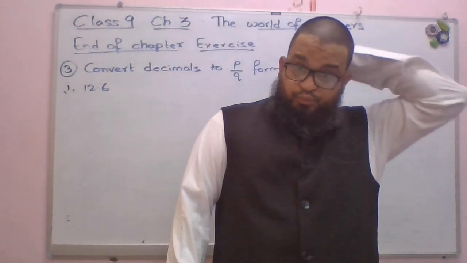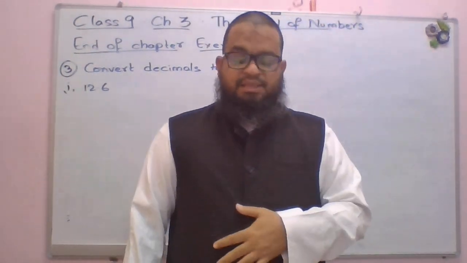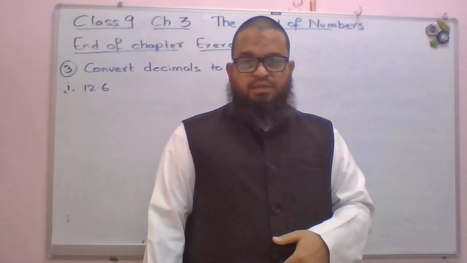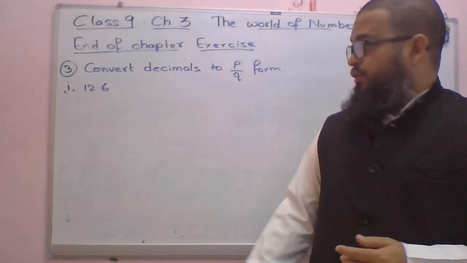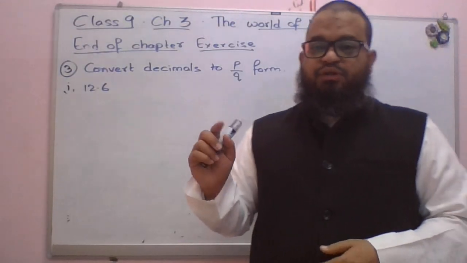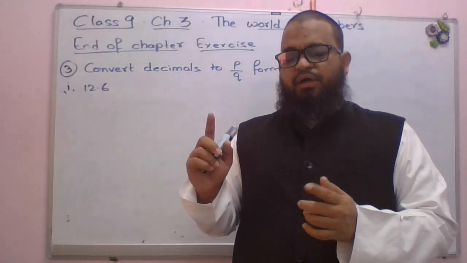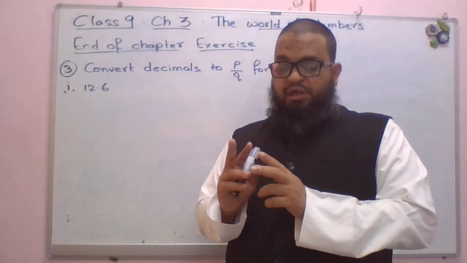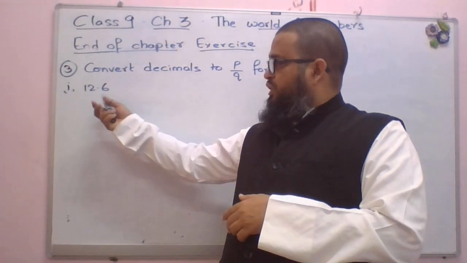Assalamu alaikum. In this video, we are going to see class 9, chapter 3, the world of numbers, end of chapter exercises, third question, which is important one. Convert decimals to P by Q form. Previously, in the first question, we have converted P by Q form, that means rational numbers into decimals. Now we are going to change decimals.